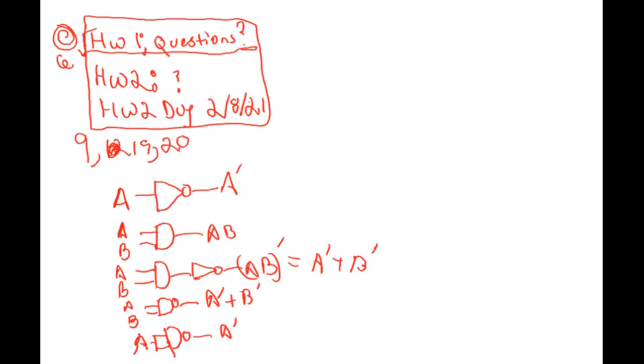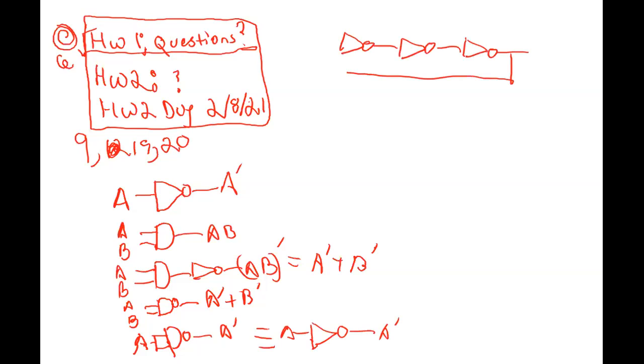So then what you want to do here is say that this is equivalent to an inverter with A going in and A prime coming out. So in other words, a NAND gate with its inputs wired together is the same exact thing as an inverter in terms of the Boolean algebra. And now comes an interesting question. What happens if you take an inverter, wire it to another inverter, and then wire it to another inverter, and then take the output and wire it back onto the input? What'll you get?